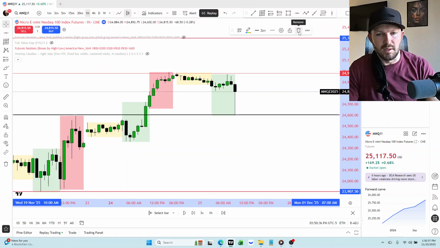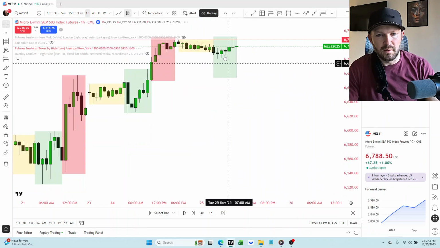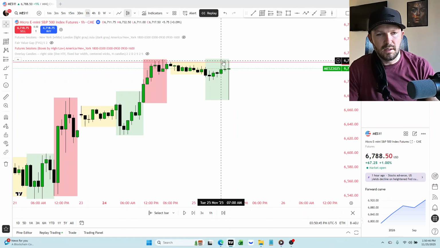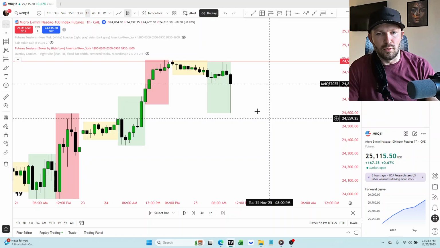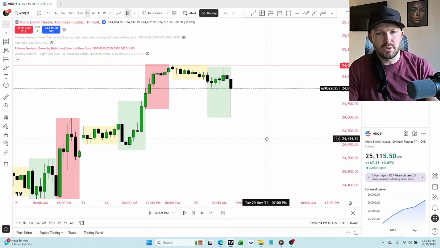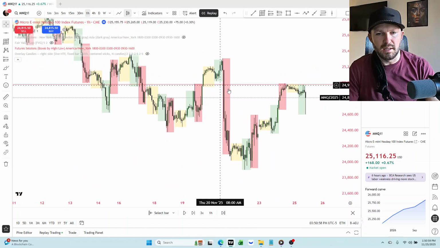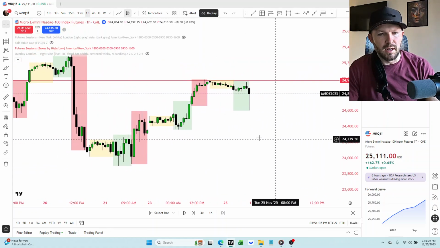I can get rid of this equilibrium now. Because we swept Asia session highs on MES, but we didn't on MNQ, that's an SMT divergence. So I'm looking for shorts because I'm short biased. We're in this huge bearish 4-hour fair value gap. And so yeah, I'm looking for shorts.